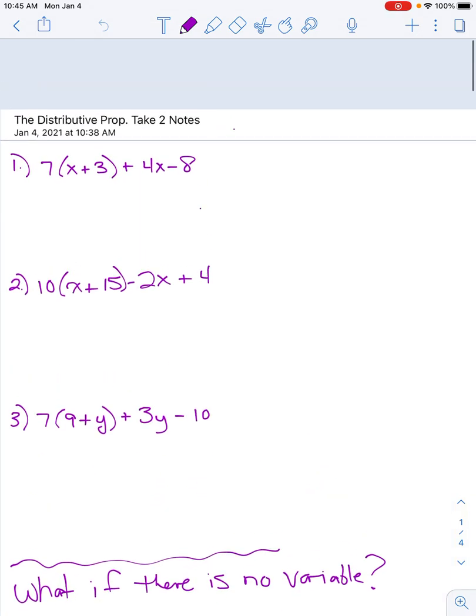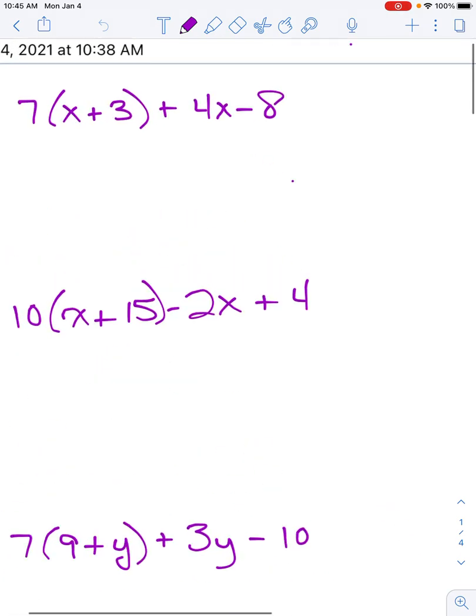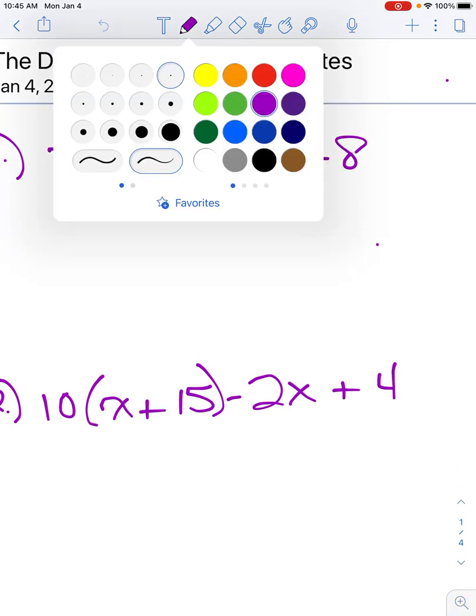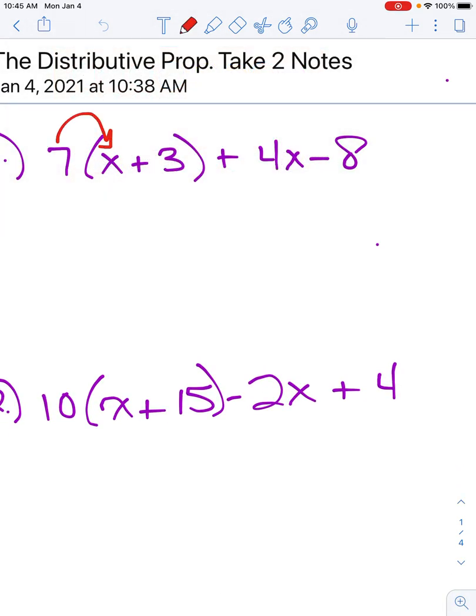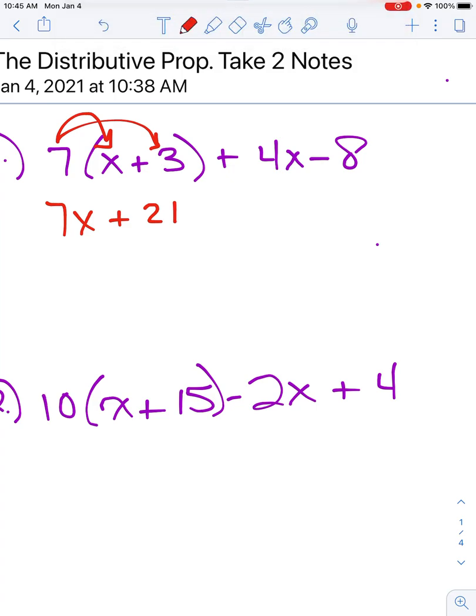Starting with numbers 1 through 3, this is doing the distributive property like we did on the previous day, nothing new. So distributive property means that we're going to multiply the number on the outside times everything on the inside, okay? A number next to a parentheses means multiply. So we're going to do 7 times x, which gives us 7x, and 7 times 3, which gives us 21, okay? Anything that's not inside the parentheses, just bring it straight down.